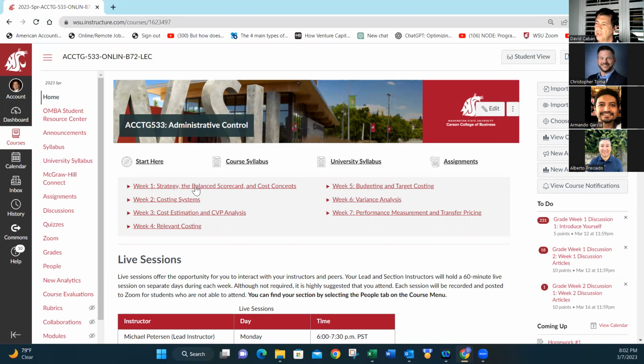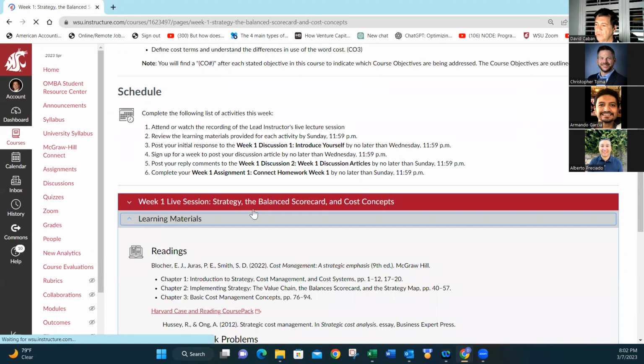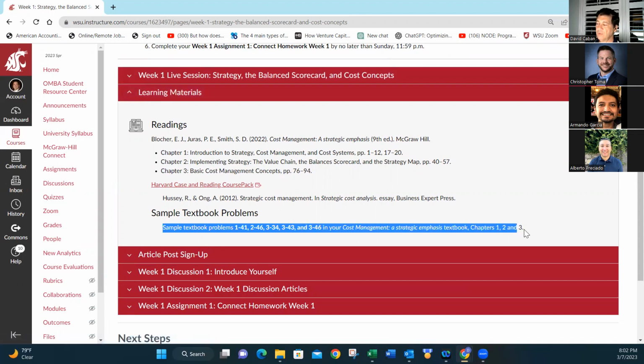If you go into the website and click on week 1, for example, and go through all these learning materials, you will see on the bottom that it says sample text problems. These are the ones that we're going to focus on every week for an hour, solving these problems. You can go to the textbook and look at these problems and work on them beforehand or after the lecture, and then I'll explain how these are done, but I'm not going to limit myself to those explanations.